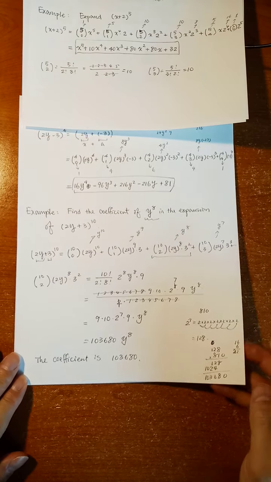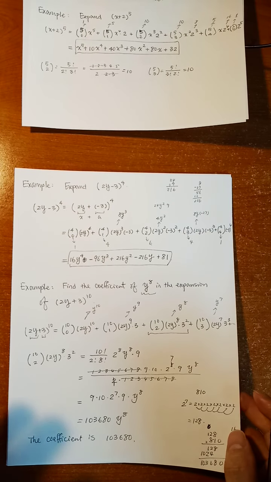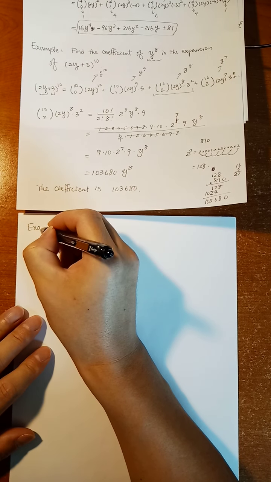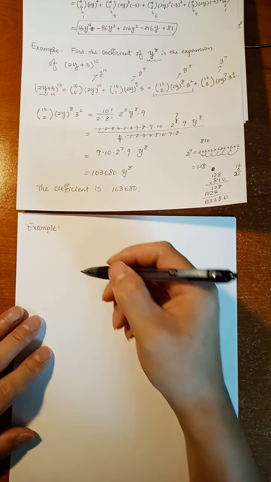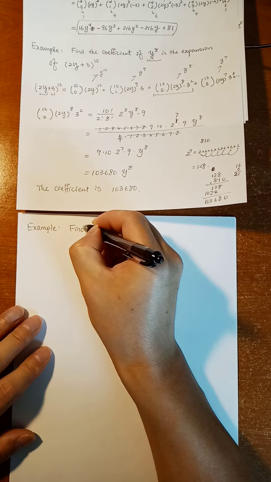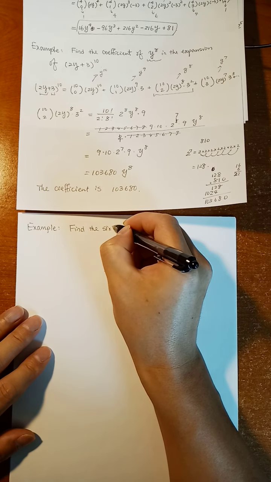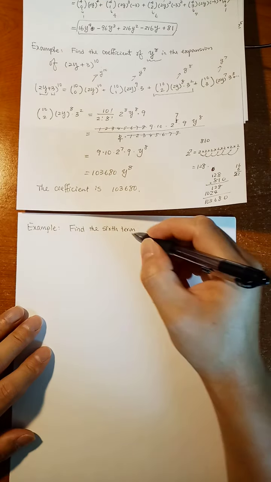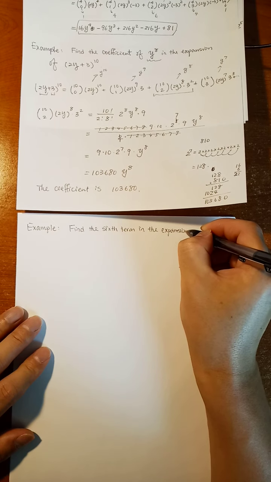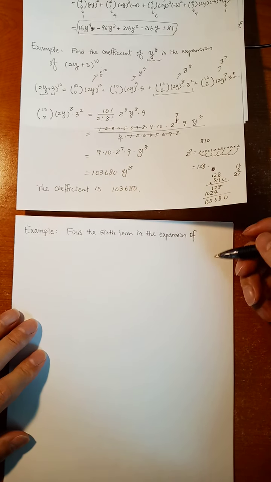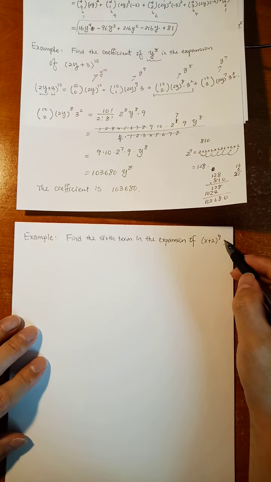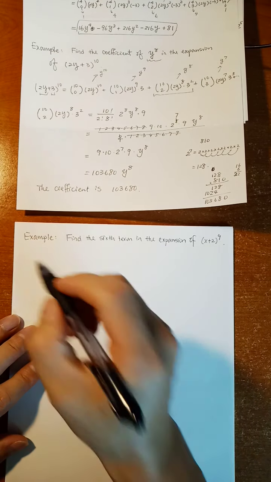Good. Excellent. So let's see another example. We just try to practice this formula and let you memorize it and see how we can ask the question. Find the sixth term in the expansion of x plus 2 to the 9th power. x plus 2 to the 9th power, there are 10 terms.